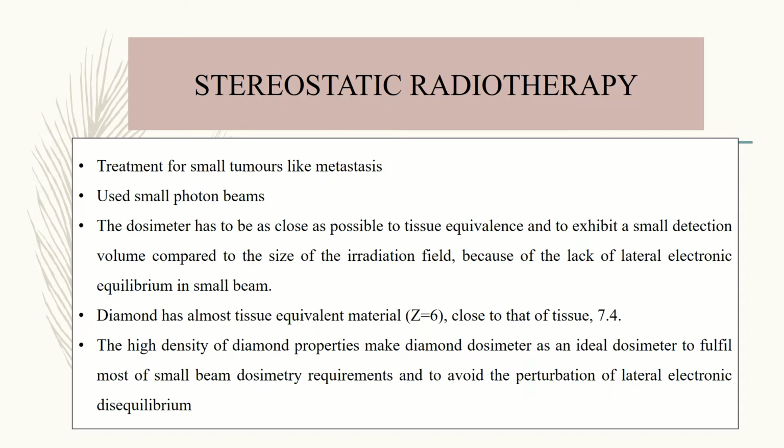Therefore, a single crystal diamond is an almost tissue-equivalent material, as the atomic number of diamond is 6, which is close to that of tissue, which is 7.4. Therefore, the high density properties of diamond make it an ideal dosimeter to fulfill most of the small beam dosimetry requirements and to avoid the perturbations of lateral electronic disequilibrium.